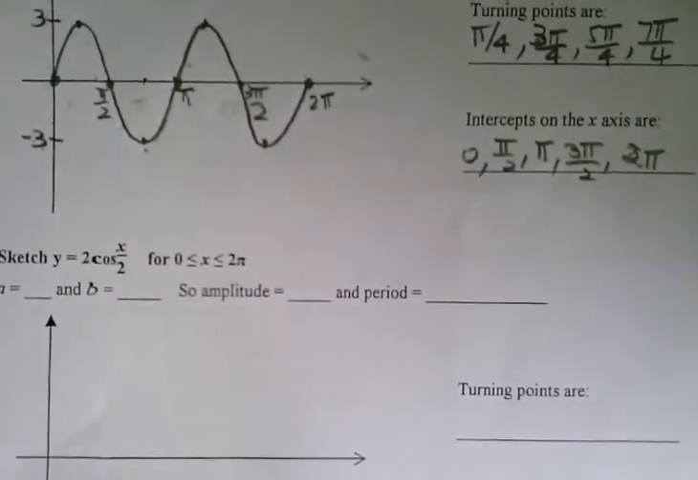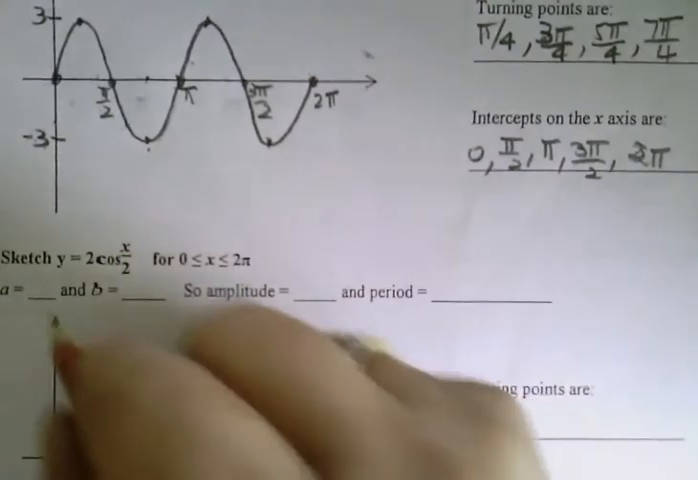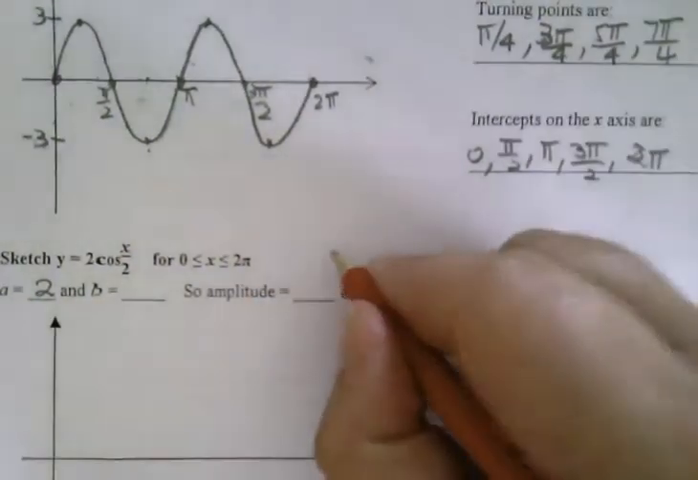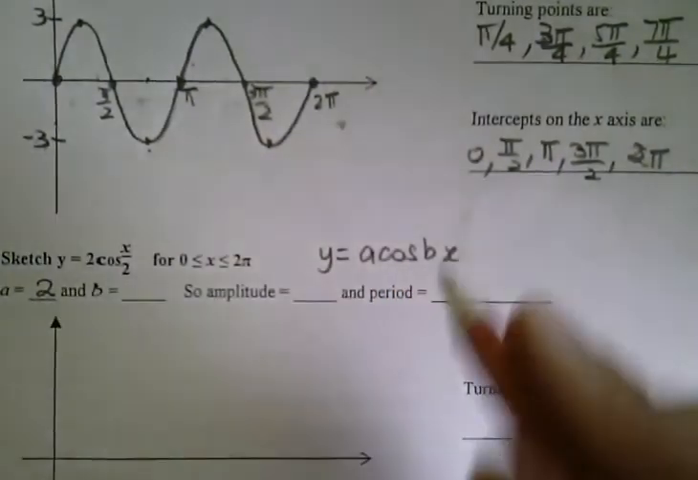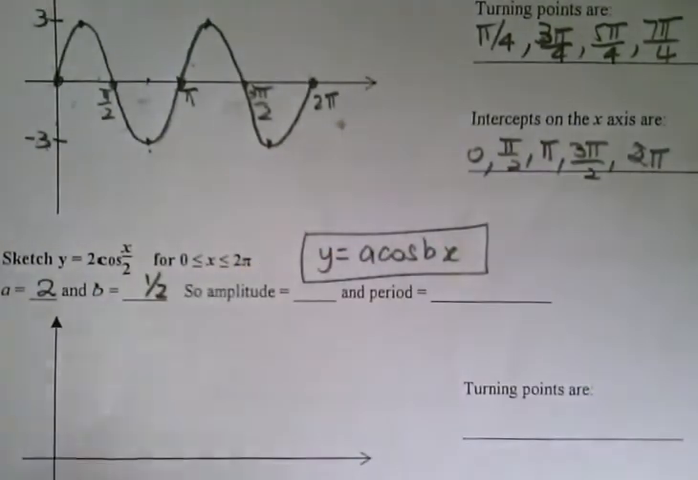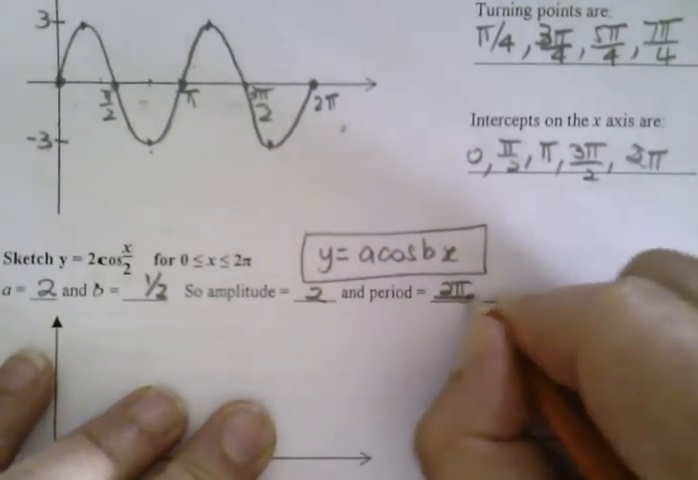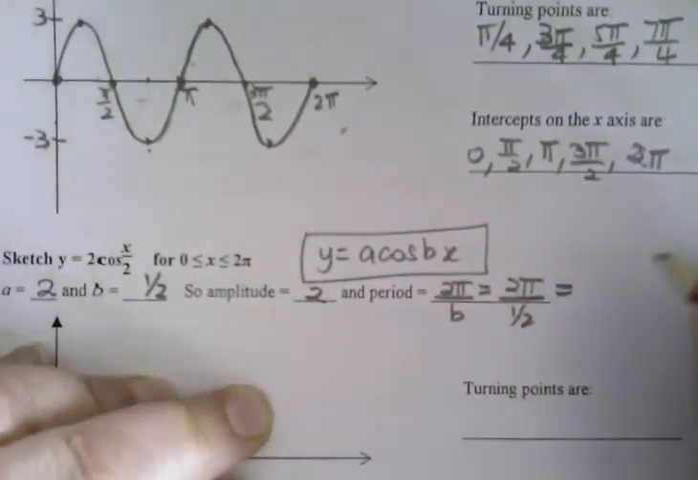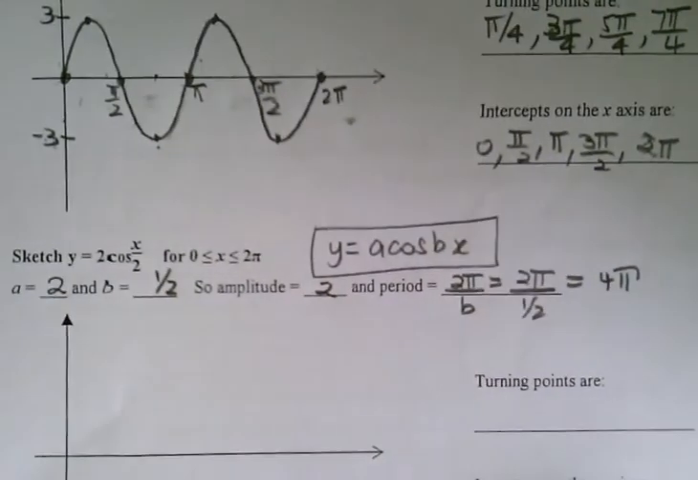Okay, if we look at the next one, we've got y equals 2 cos x on 2. The a is 2 and the b is, because this is of the format y equals a cos bx, what have we got? Yes, the half is the coefficient of the x. So what's the amplitude? 2. And the period is 2 pi over b, which is 2 pi divided by a half. What's 2 divided by a half? 4. So your period is 4 pi.